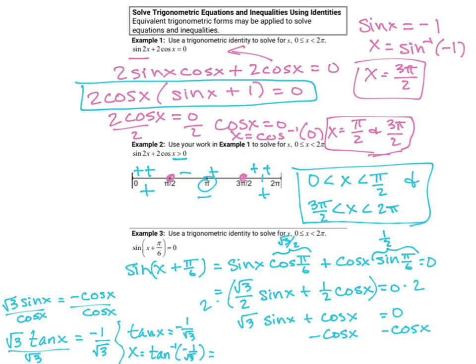It also happens again at 11 pi over 6. Good job. Cosine's along, and this argument is negative. So we're either in quadrant 2 or 4. Times cosine's long in quadrants 2 or 4. 5 pi over 6 and 11 pi over 6. Those are your two answers here.